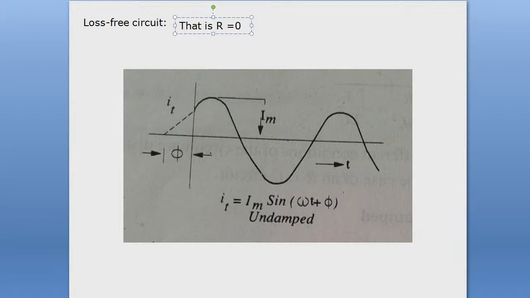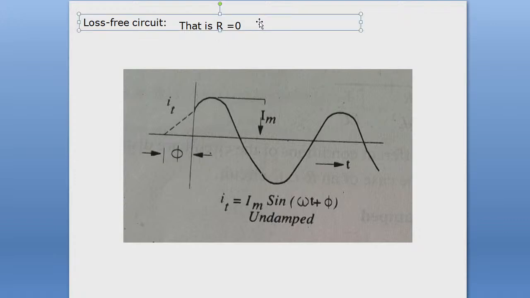You know that the capacitor and inductor are energy storing elements. Only the resistor dissipates power. That's why resistance is a power dissipating element, so power will be lost due to the presence of a resistor. So if you make the value of resistance equal to 0, then there is no resistance in your circuit, therefore there is no loss. So you can say your circuit is free from loss. So for a loss free circuit, the condition is that R equal to 0.